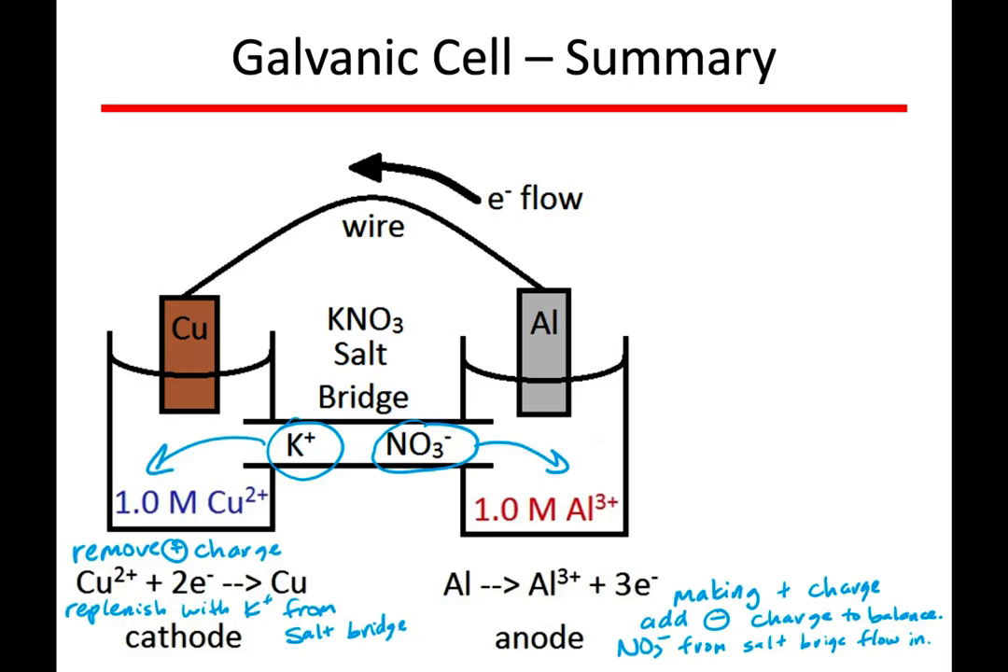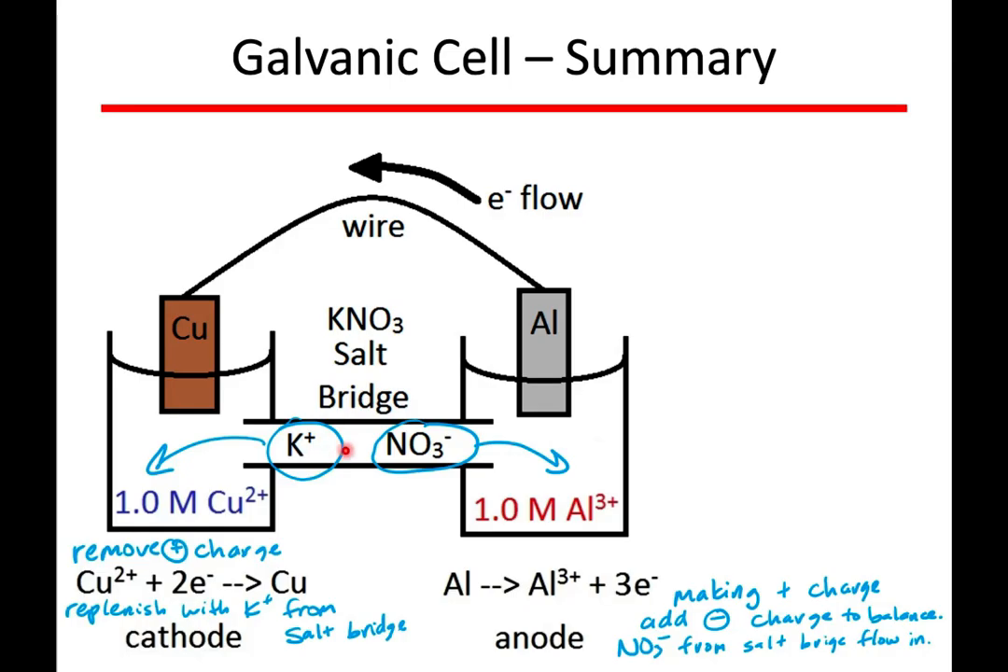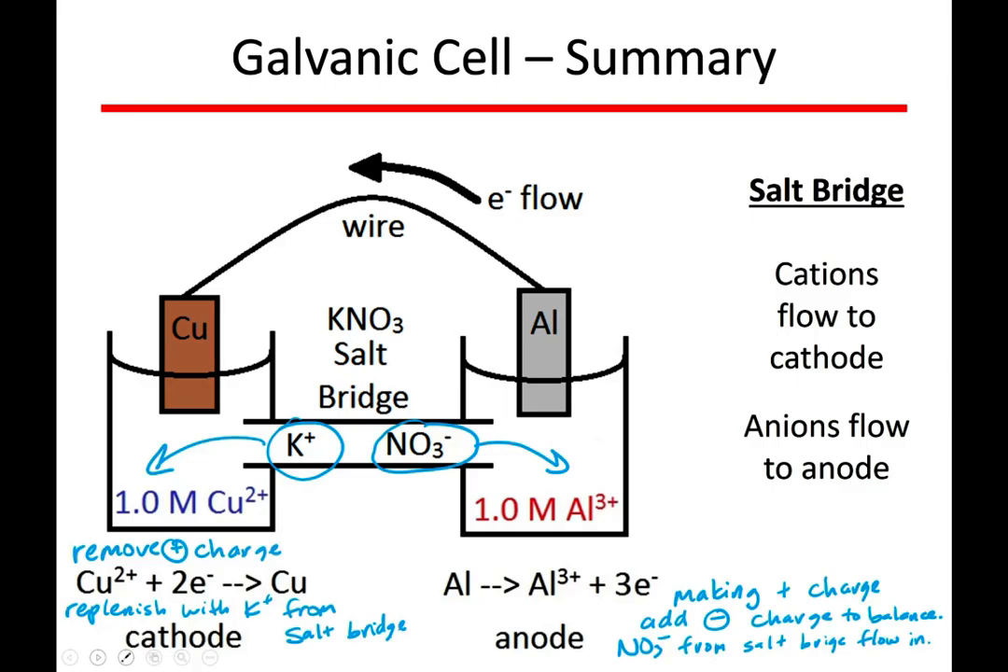Now, this is the way that it's always going to end up working in one of these cells. You're going to have a flow of the cation from the salt bridge into the cathode because the cation has positive charge, and that replaces the positive charge that's being eliminated from the solution. And you'll always have the anion from the salt bridge flow into the anode compartment because that negative charge balances out the positive charge that gets produced at the anode. So in the salt bridge, cations always flow to the cathode, anions always flow to the anode.